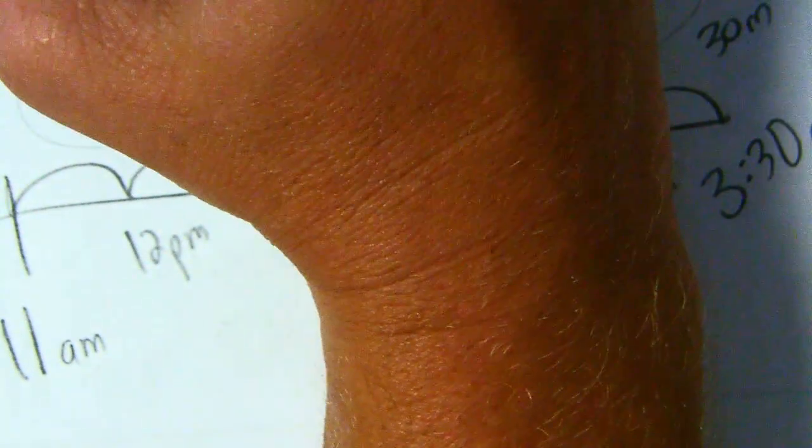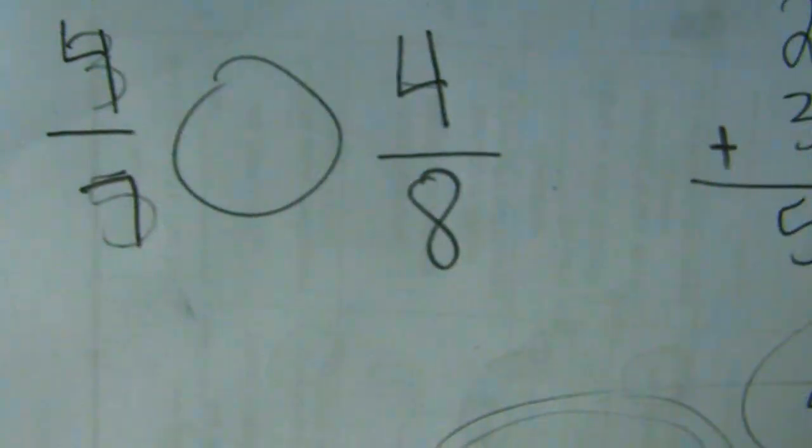Where it can get kind of tricky is if the bottom number is different. Let's do this. Let's make the top number the same, but the bottom number different.